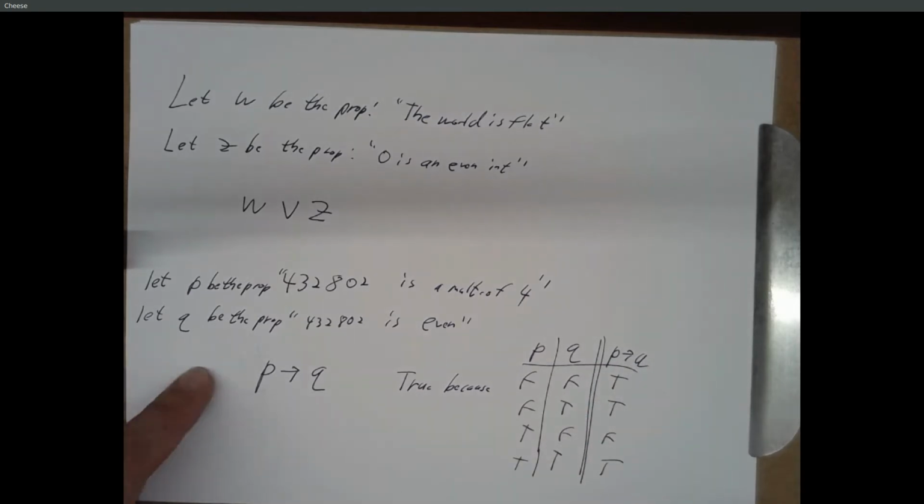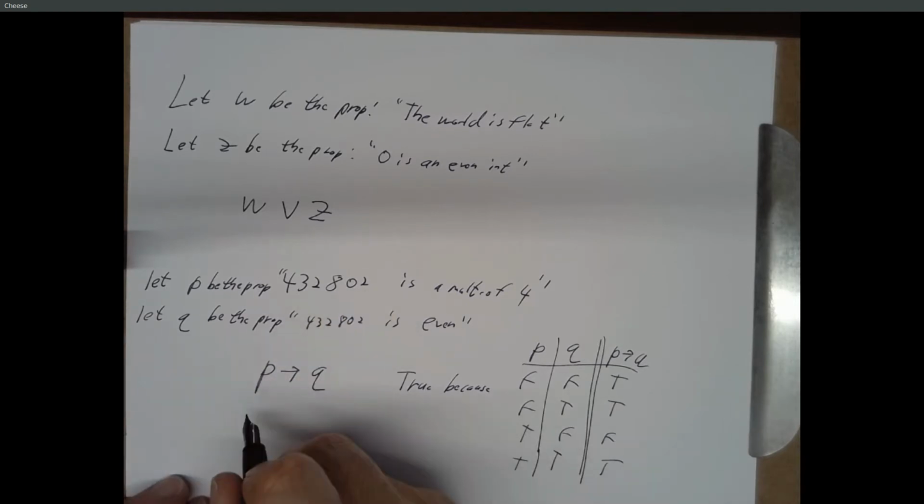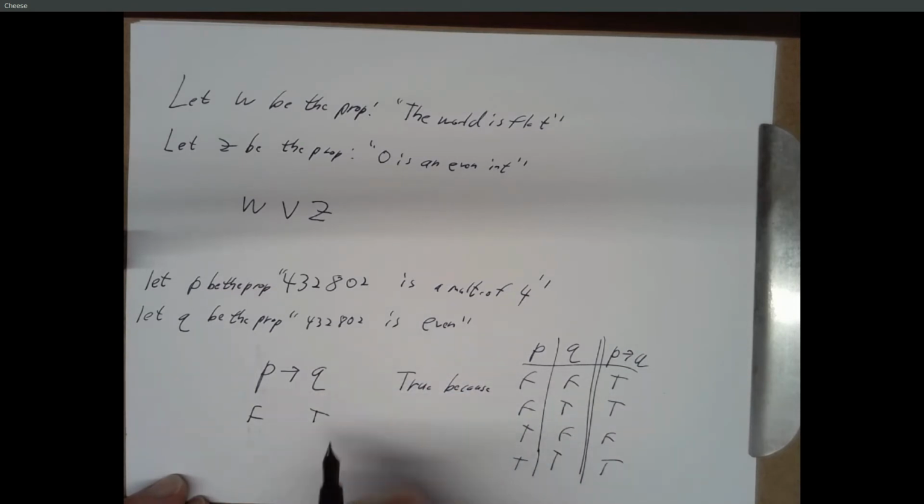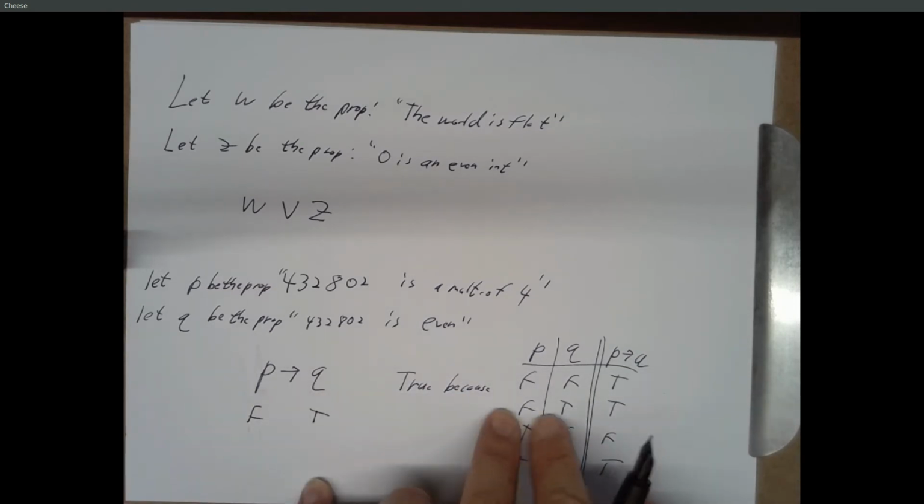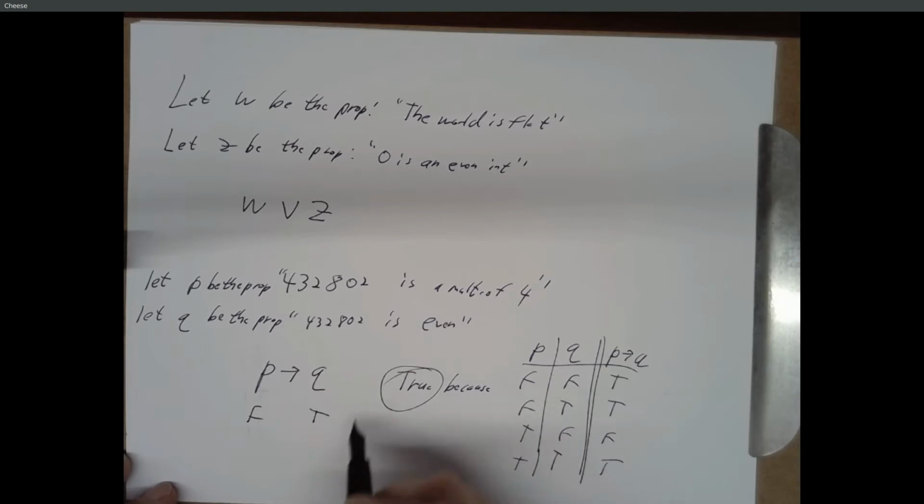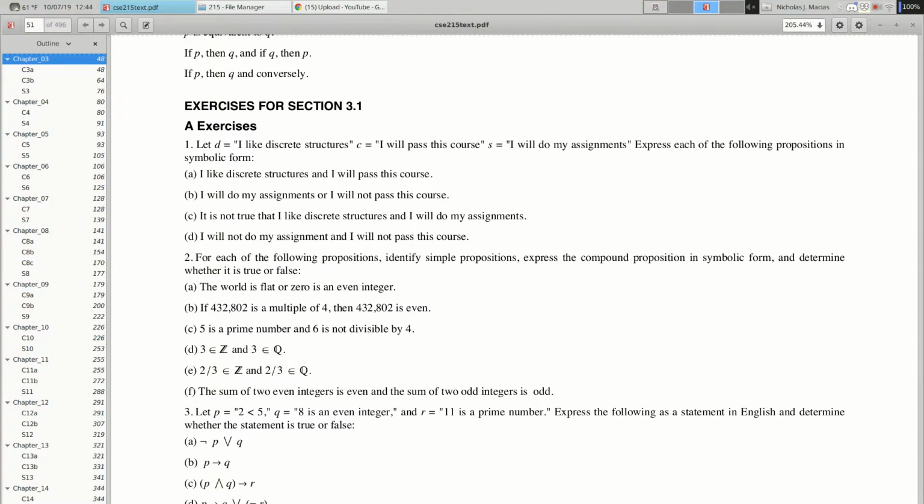So what's the truth value of P? Is 432,802 a multiple of 4? No, so this is false. Is 432,802 even? Yes. Well, if the hypothesis is false, it doesn't really matter what the conclusion is. The implication is considered to be true. So P arrow Q, that is true. And it's a little weird because the first part of the if-then is not true, right? This thing is not a multiple of 4, but the if-then is actually true.